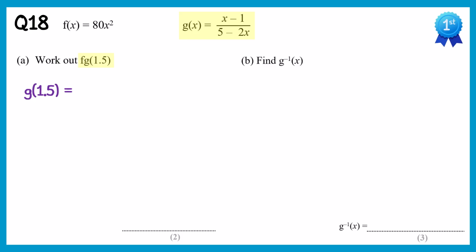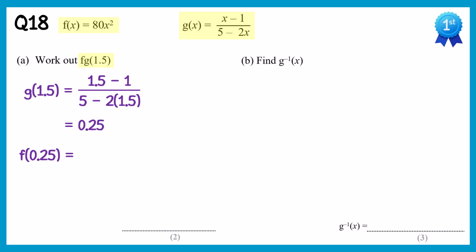So we replace all of the x's with 1.5s. So it's going to be 1.5 subtract 1 over 5 subtract 2 lots of 1.5. If you type this into your calculator, you'll get 0.25. Now we need to substitute 0.25 into the f function, so that's f of 0.25. The f function is 80x squared, so we need to do 80 multiplied by 0.25 squared. If you type this into your calculator, you'll get 5, which is the answer to the question.